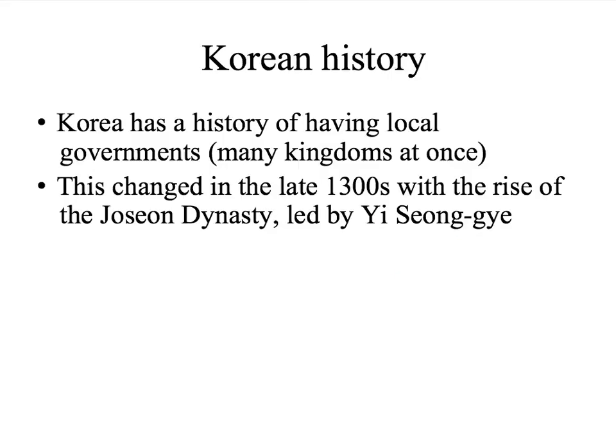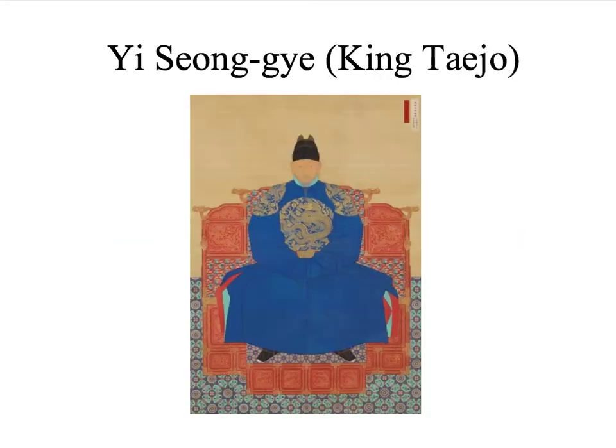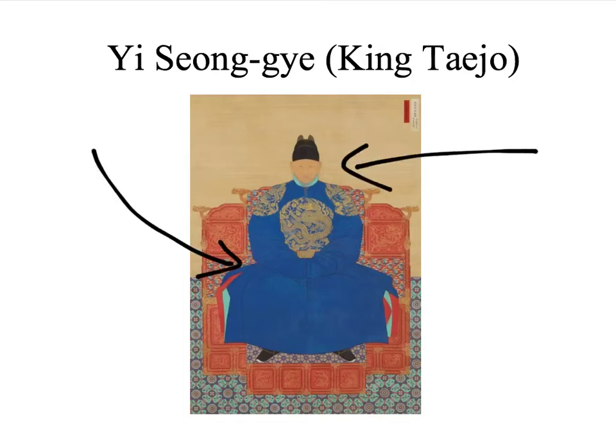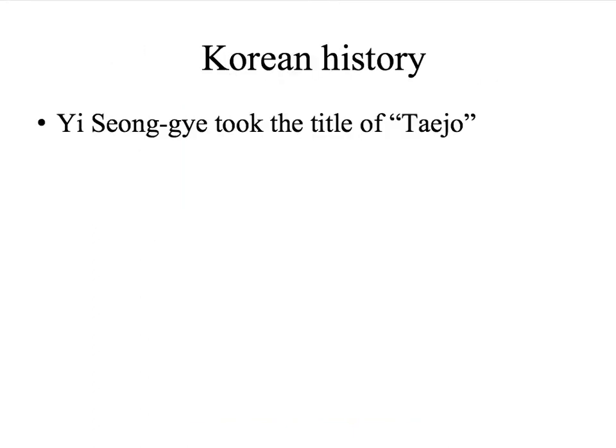A major change to this will happen in the 1300s when the Joseon Dynasty is created by Yi Sun-gye. Here's Yi Sun-gye right now. Notice what he's sitting on, this red throne. You will see a picture of it in a few minutes. Now, Yi Sun-gye took the title of Taejo. Taejo is Korean and it means honored ancestor. It's also sort of a formal tradition that the founder of a dynasty goes by the title of King Taejo.